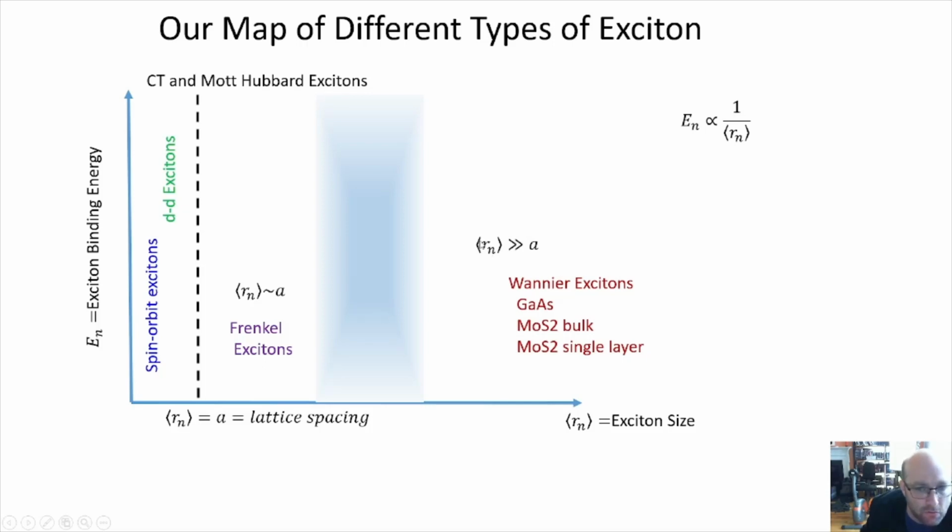And the exact boundary between Wannier and Frenkel is not rigid, right? There's not a strict exciton size that absolutely delineates between these two cases. But roughly speaking, if the average size is comparable to a lattice spacing or not much bigger than a lattice spacing, you're in a Frenkel exciton regime. And this is a fairly broad regime, and the blue thing here is meant to indicate the vagueness of the boundary.